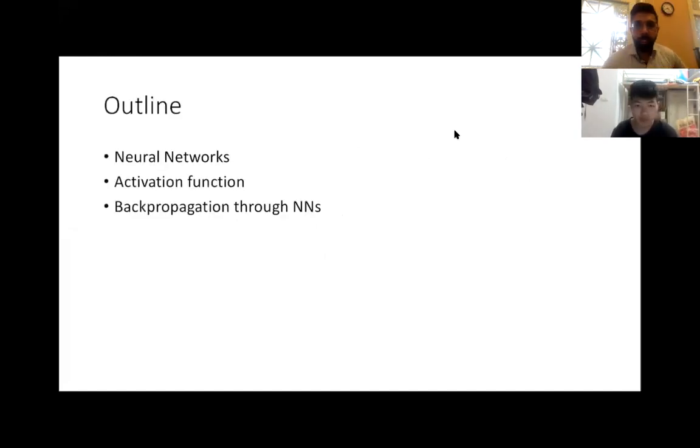So today, we will look at one of the most useful tools of machine learning algorithms, and that is neural networks. Then associated with neural networks, there's a concept of activation functions. We will see what these are, why we need them, and finally, we will look at backpropagation through a neural network. We'll explain what it is and why it's used.